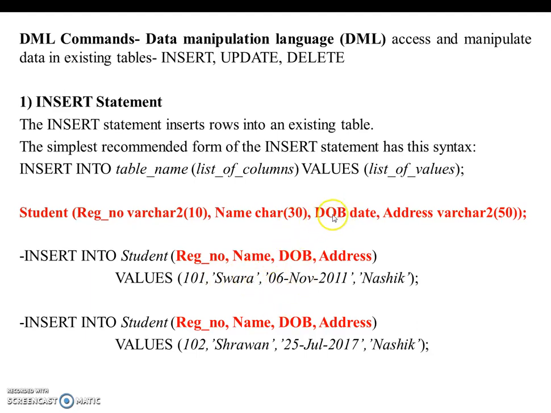The next column is DOB having a date data type, hence I must insert the default date format, that is DDMONYY. So I can put here 6 November 11, or 6 November 2011 also. So this is the date of birth of a particular student.